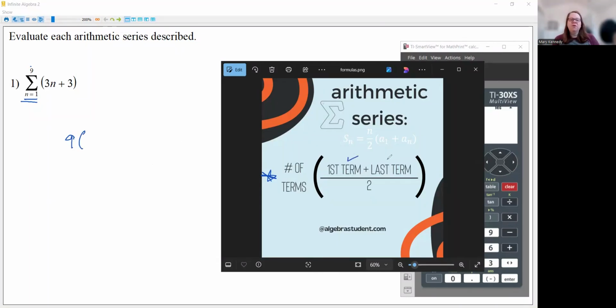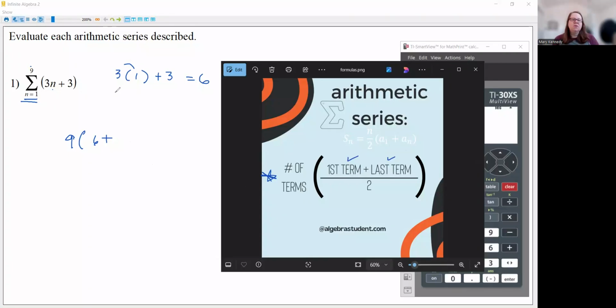And then we have to figure out the first term and the last term. So the first term would be taking our arithmetic sequence here, 3n plus 1, and we're just substituting a 1 because we want the first term. So 3 plus 3 is 6. So the first term is 6.